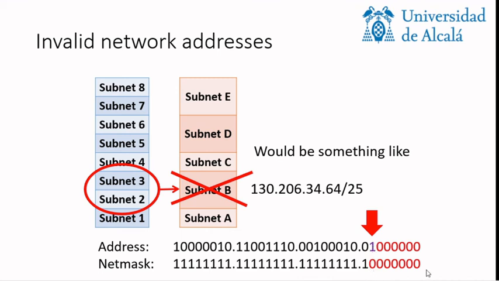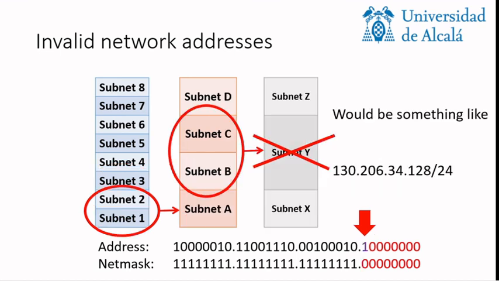You can check here the mask. We have all of these zeros, 7 zeros, and we have a 1 where we should have a 0. So this subnet is not valid. We cannot aggregate these kinds of subnets, which are unordered. The same would happen if we try to, for example, aggregate subnet B and C. We would then get this address, which is also invalid. It also has a 1 in a place where we should have a 0. So in this case, the number of zeros is not enough for the mask in order for the address to be valid.